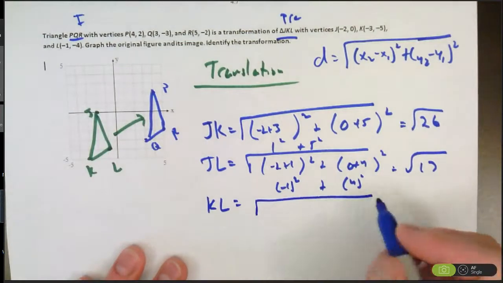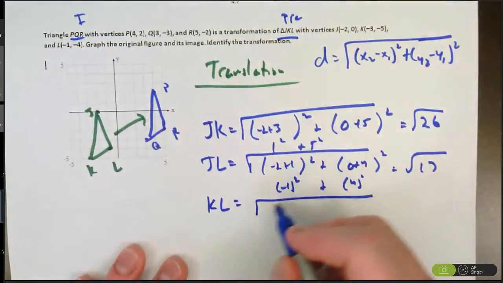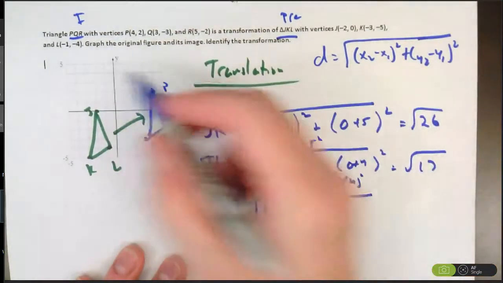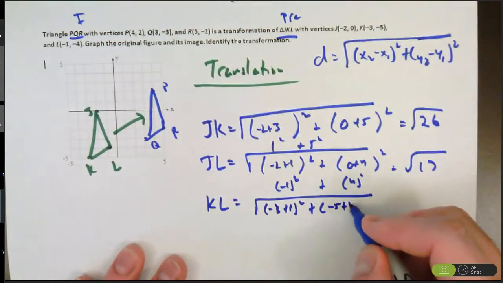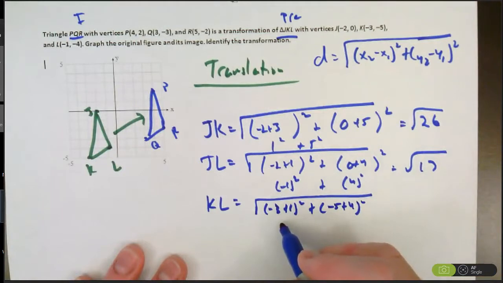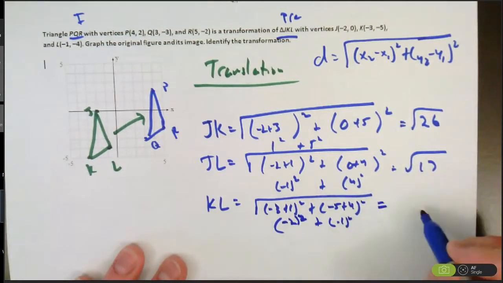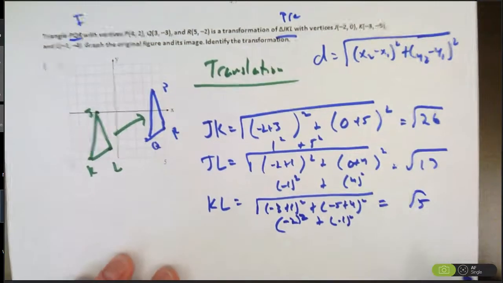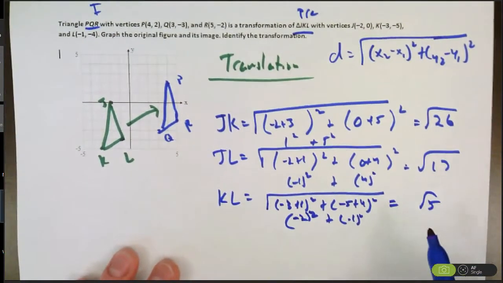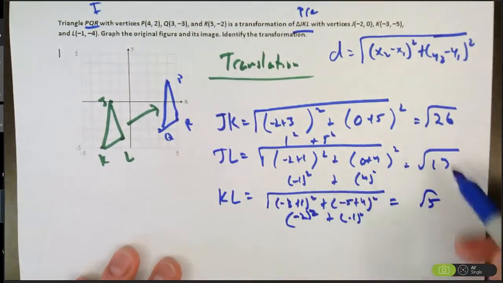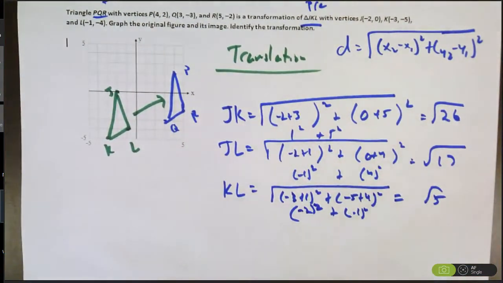Same process. -3 minus -1, so -3 plus 1, and -5 minus -4, so -5 plus 4. So I'm going to get -2 squared plus -1 squared, which is root 5. Now, if this is a congruence transformation, QR, PQ, and PR ought to all have the exact same side lengths as those did. And if I work those out real quick, I get the same thing.